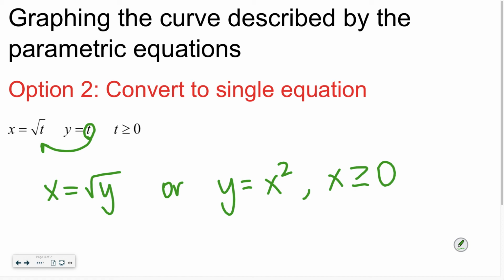So when we talk about this graph right here, we are talking about y equals x squared, only half of it, but we have to indicate the orientation. How did I know to draw my arrows that way? Because it's going from smallest to largest t's. When we plug in t as 0, we get 0, 0. When we plug in t as 1, we get 1, 1. So we follow that path from t as 0 to t as 1, t as 2, etc.